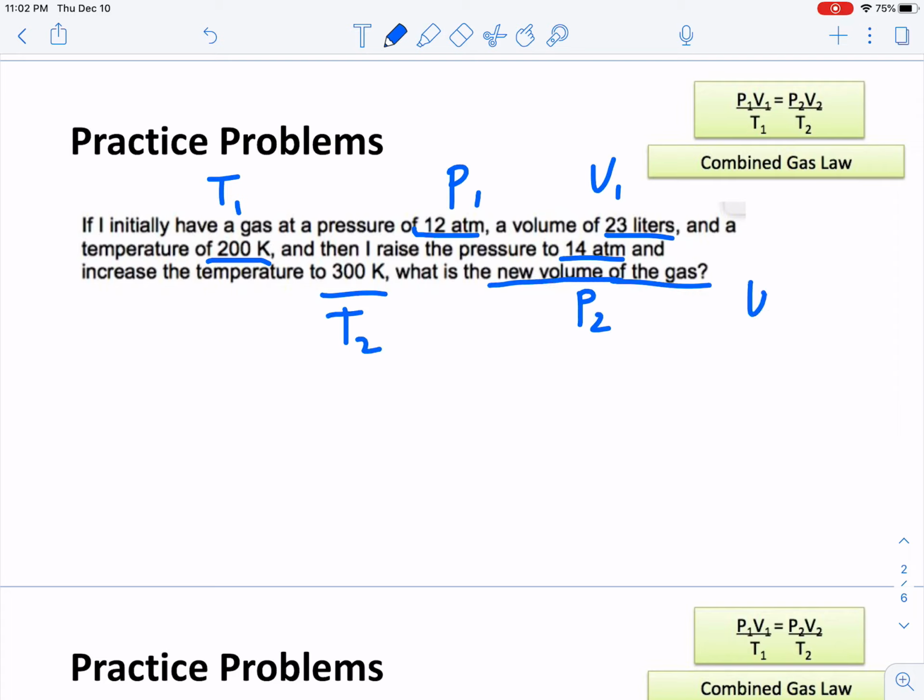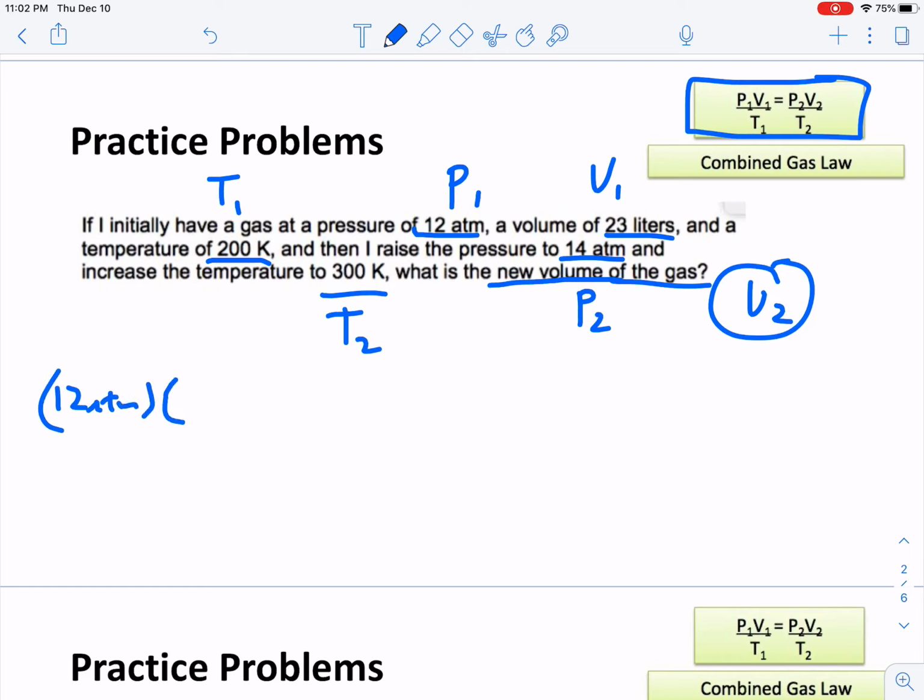So we don't know V2. That's what we're trying to find. That's what's unknown. So then you just got to plug into the equation. I'm going to do my best to save room here. So following off this framework right here, I'm going to take my first pressure, which was 12 atmospheres, multiply that by the first volume, which was 23 liters, divided by the first temperature, which was 200 Kelvin.